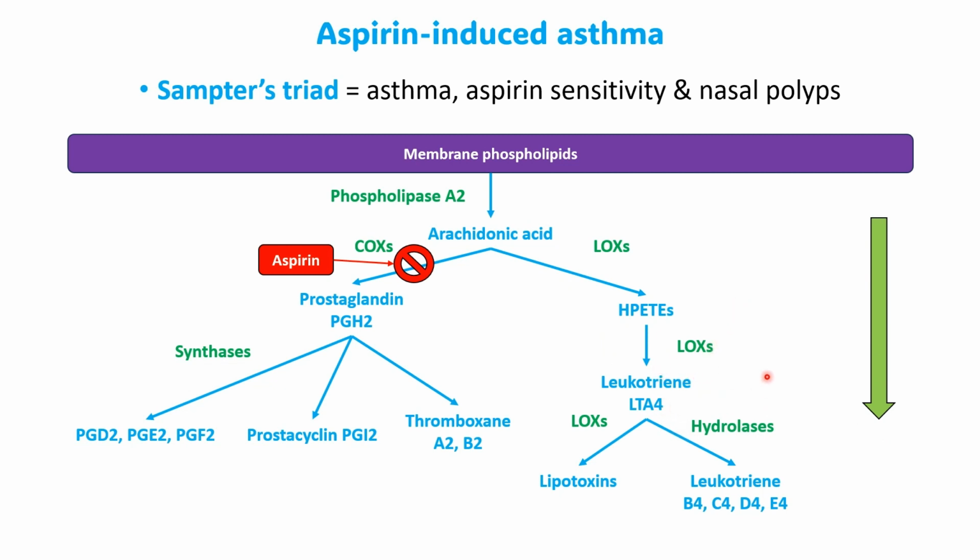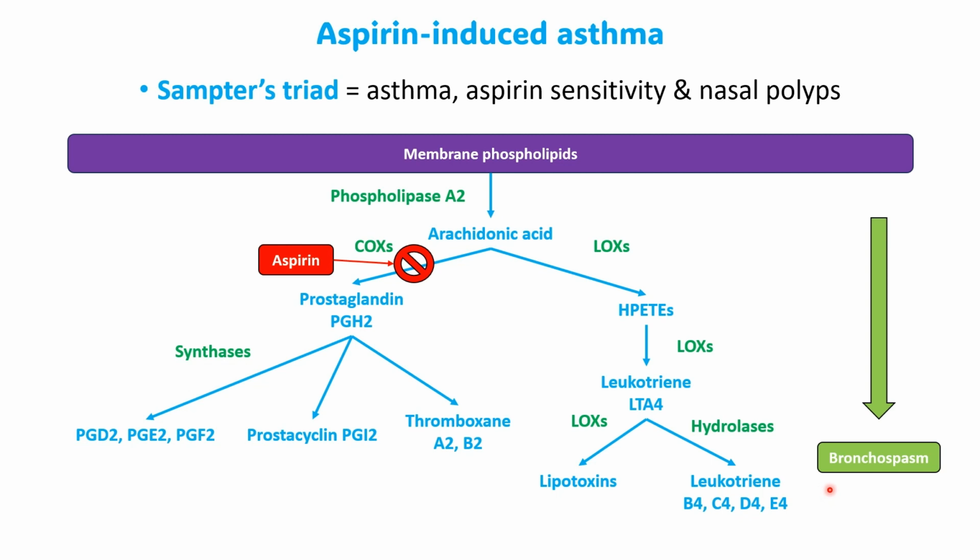In particular, C4, D4, and E4, when they're being synthesized more, they cause bronchospasm. So that's essentially the mechanism. These leukotrienes, C4, D4, and E4, cause contraction of the smooth muscle and hence bronchospasm. So I hope that makes sense, and hopefully this is a good schematic to help you understand the pathophysiology.